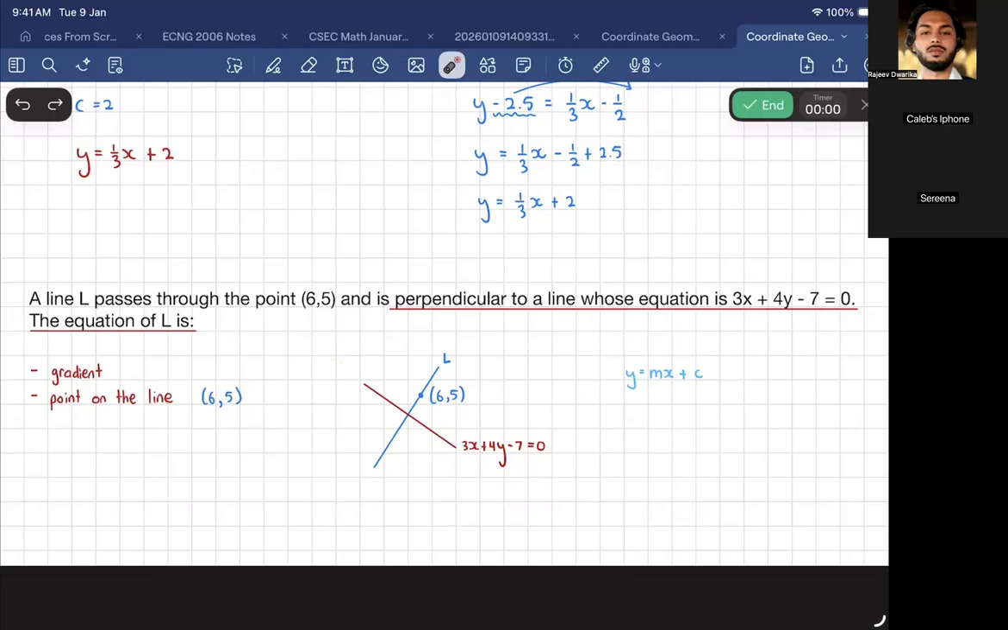Remember, Caleb, the main thing you were trying to find is the gradient, because to find the equation of a line, you need the gradient. After you put it in the form y equals mx plus c, you need to figure out what m is. Then you need to find the negative reciprocal to get the actual gradient of line L. So Caleb, what is your main mission right now? Find m. Right, but before you could find m, you need to do what with this? Make y the subject. Right, so that is your main mission right now.